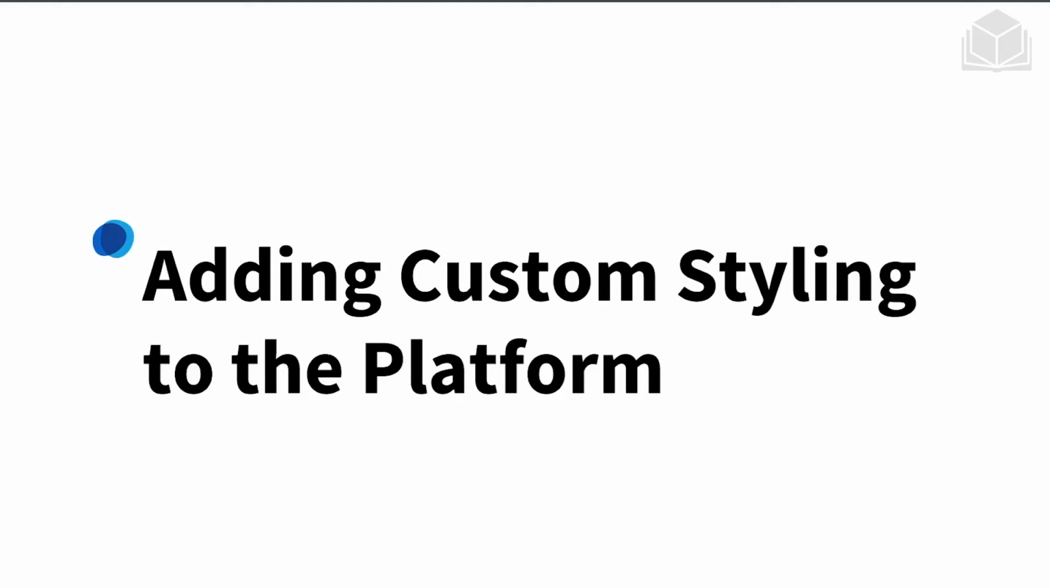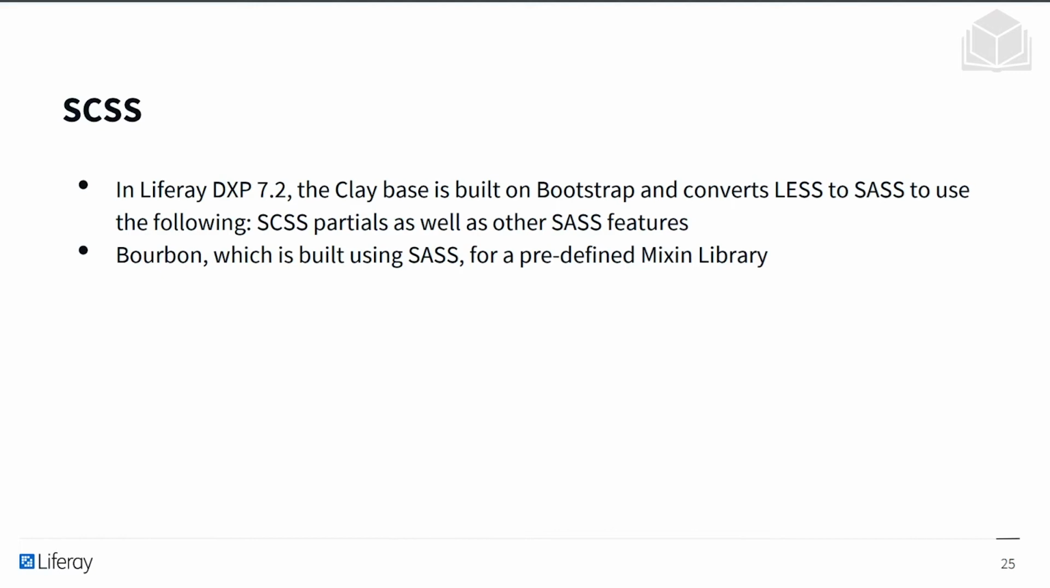So now we'll talk about adding custom styling to the platform. First, we have to talk about SCSS, which is SASS CSS. In Liferay 7.2, the clay base is built on Bootstrap and converts LESS to SASS to use specifically SCSS partials, as well as other SASS features, including Bourbon, which is built using SASS, so you have access to predefined mixin libraries so you can import them without having to redefine them by yourself.